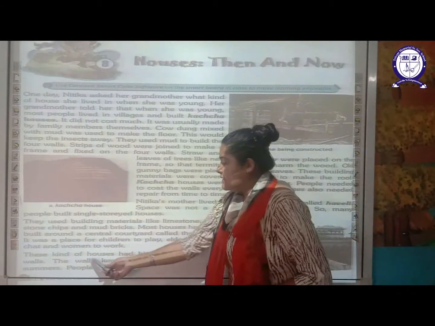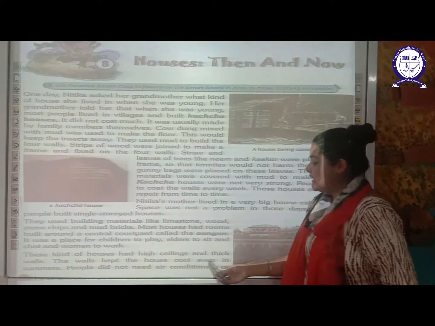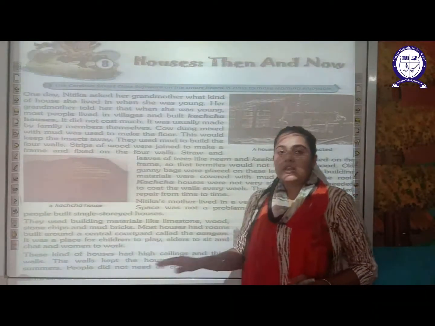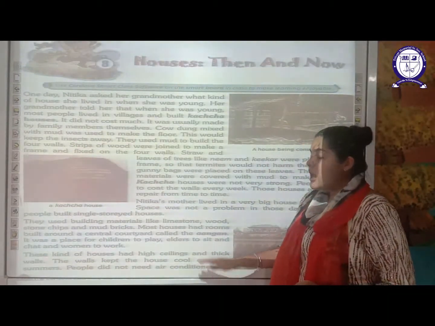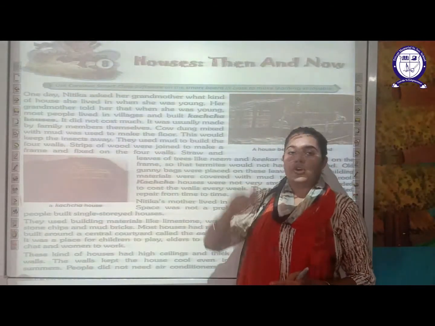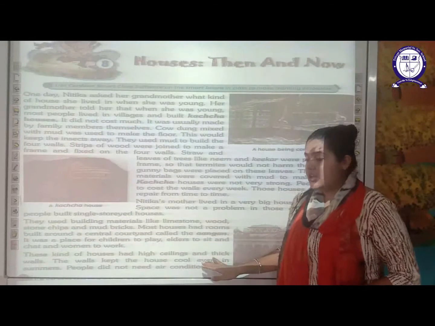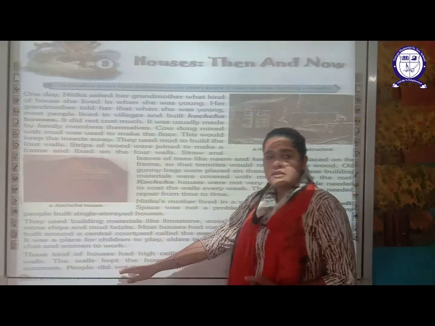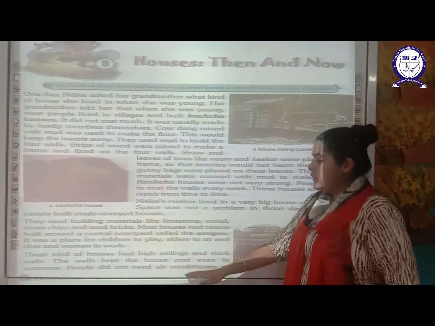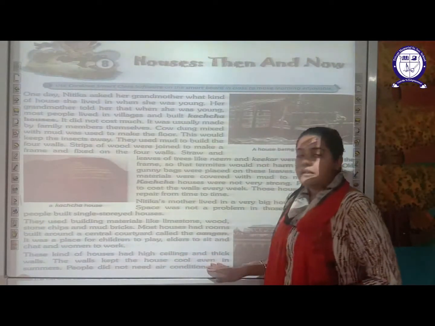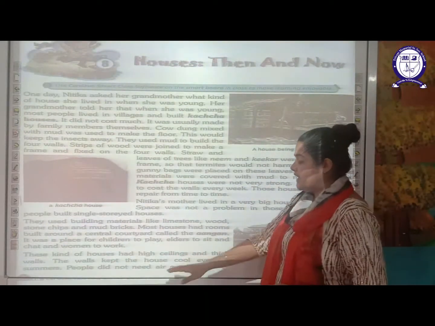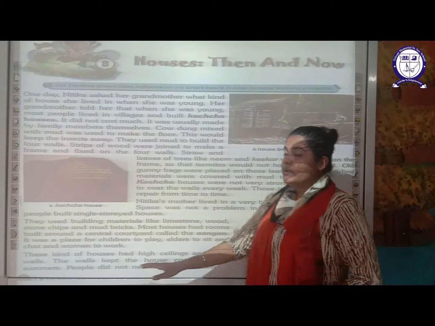Okay. So these kinds of houses had high ceilings and thick walls. That means the roof was of a great height, as well as the walls of the rooms were very thick. Why are these walls made in this manner? Because this is going to keep the house cool enough during the summer season.